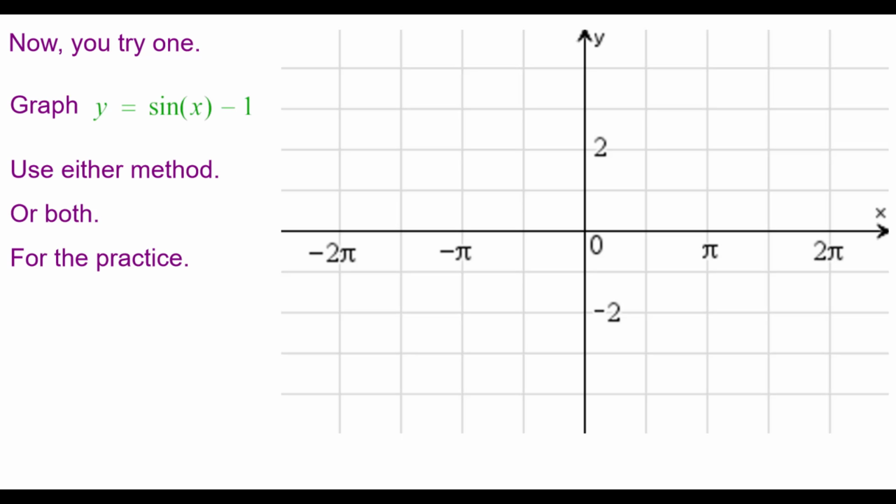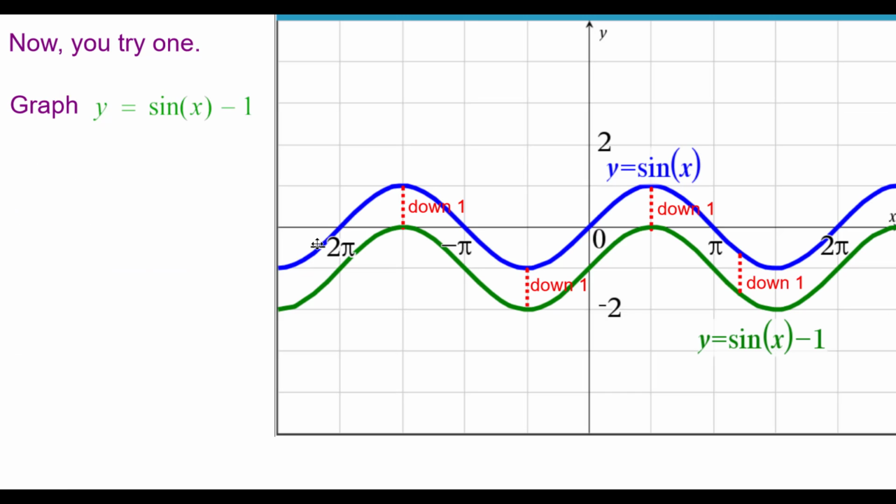Now you try one. Graph y equals the sine of x minus 1. Use either method or both for the practice. Pause if needed and resume when you're finished. And here's the graph here in green, and you can see compared to the blue parent function, every single point is shifted down 1 unit.